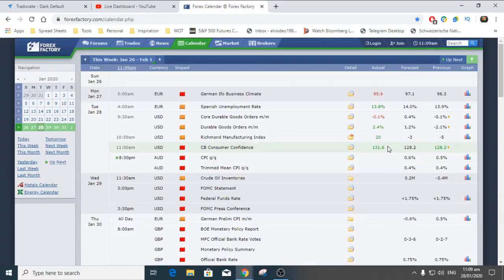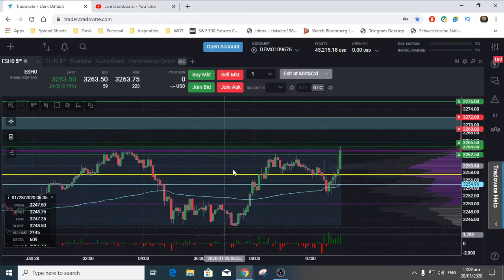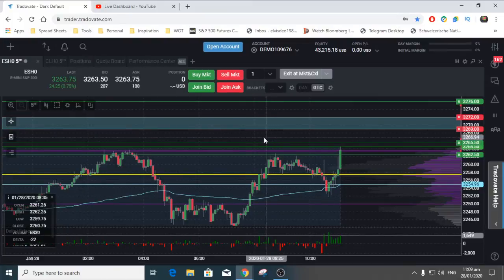Now we would not have been able to tell what the numbers would be. So I was expecting 128, about 132. So confidence in the market is pretty good. No worries there. That would explain why the pop would happen there.